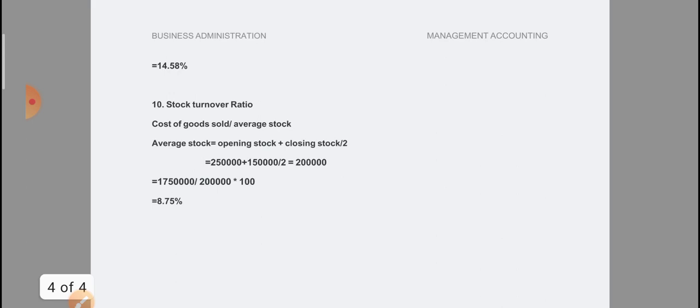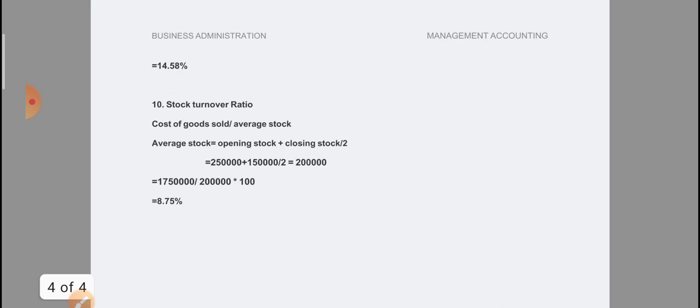Now net profit ratio. Net profit divided by net sales into 100. So net profit is 3,50,000 and net sales is 24 lakh into 100. 3,50,000 divided by 24 lakh. Answer will be 14.58%. Now the last one, stock turnover ratio.